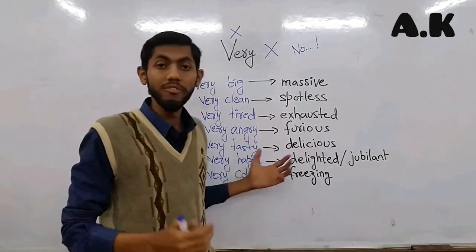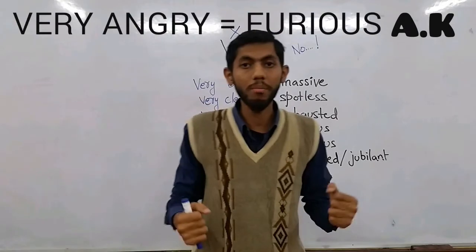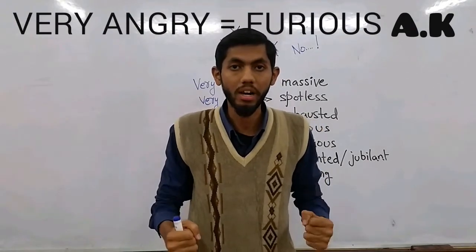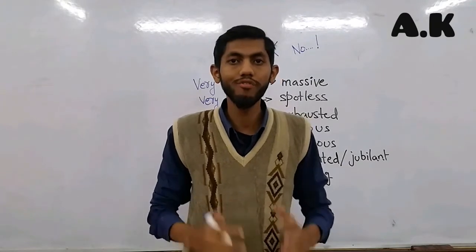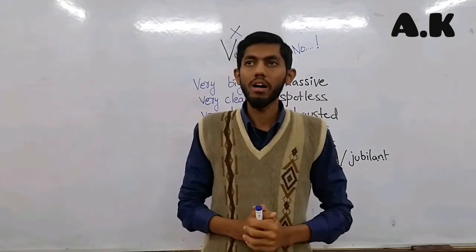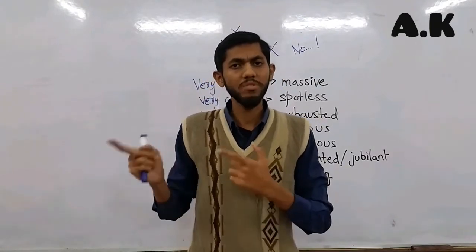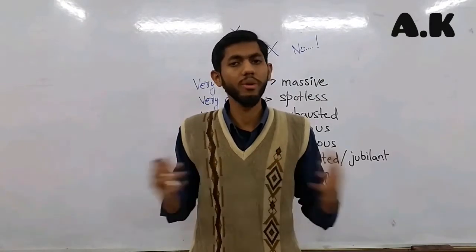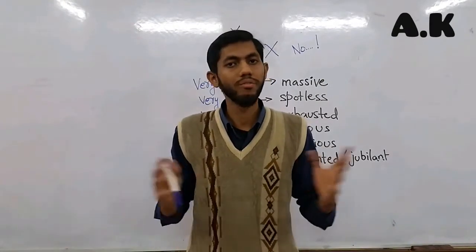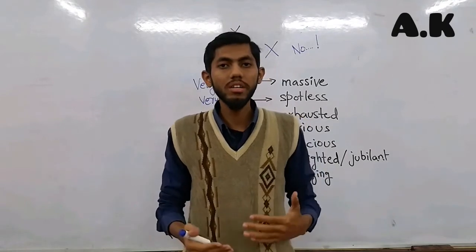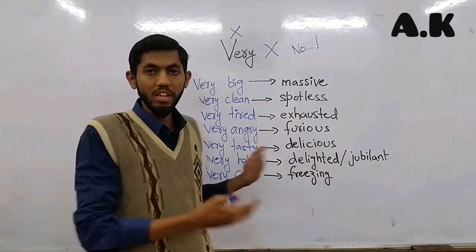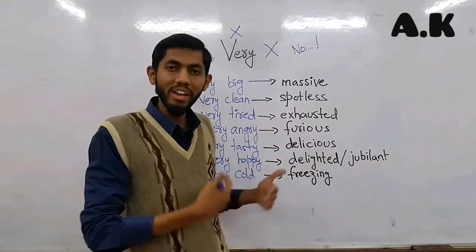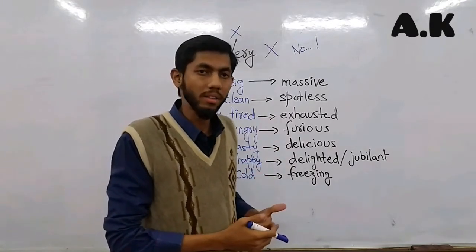Next is very angry. जब कोई गुस्से में होता है तो कहता है I'm very angry. I'm very angry. So instead of using very angry, you can use the word furious. On his mistake, I was furious. I was furious. You can use it in any sentence in place of very angry. Very angry की जगह आप furious का इस्तेमाल कर सकते हैं.